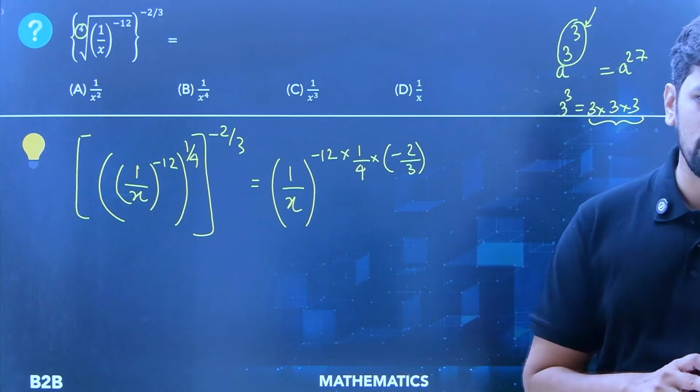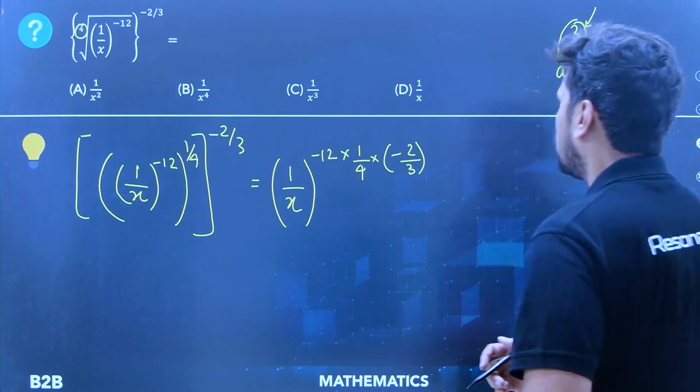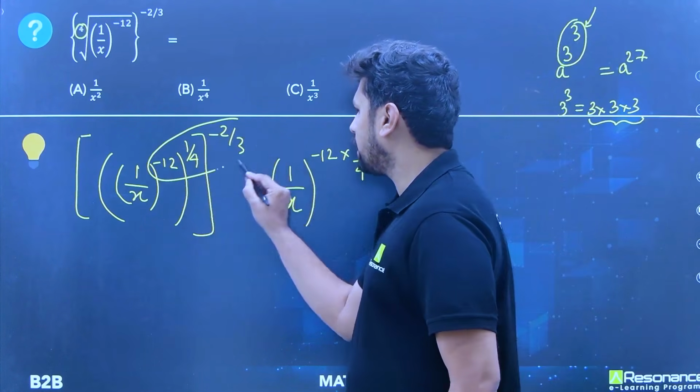Minus 12 into 1 by 4 into minus 2 by 3. Is it correct or wrong? First tell me. Is this correct or wrong? Correct. Very good. All these powers will get multiplied.